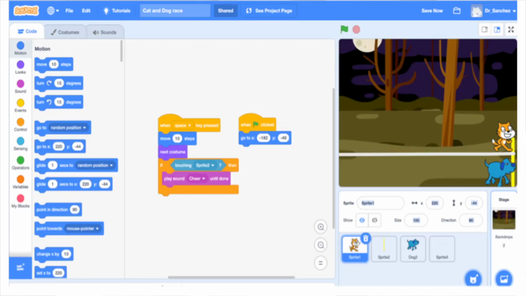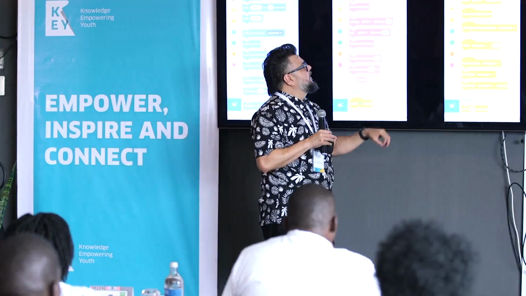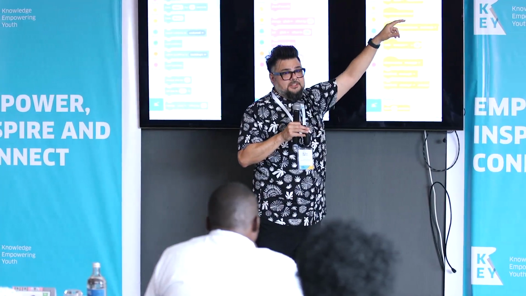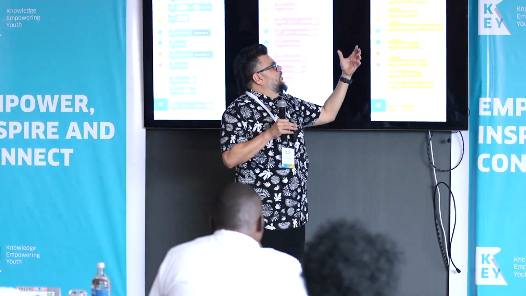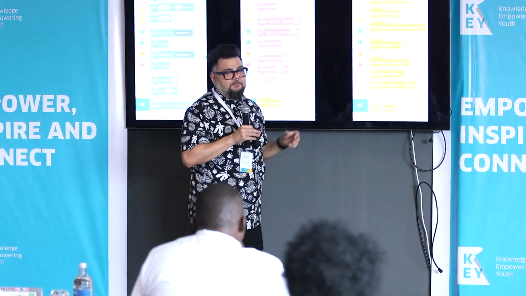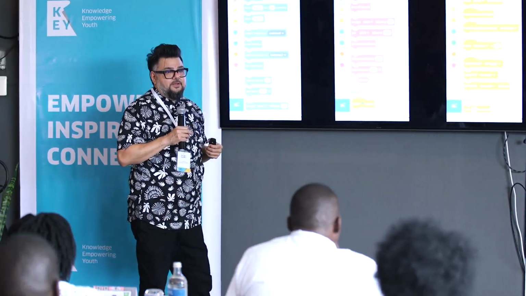The next one are events. So you can say when the green flag is clicked, do something. So this is how you make things happen. So in Scratch, you always want to click the green flag in order to make something happen. You could say when the space bar is pressed, do something. So what we could do is combine the space bar mixed with move. So you say when we click the space bar, move 10 steps.